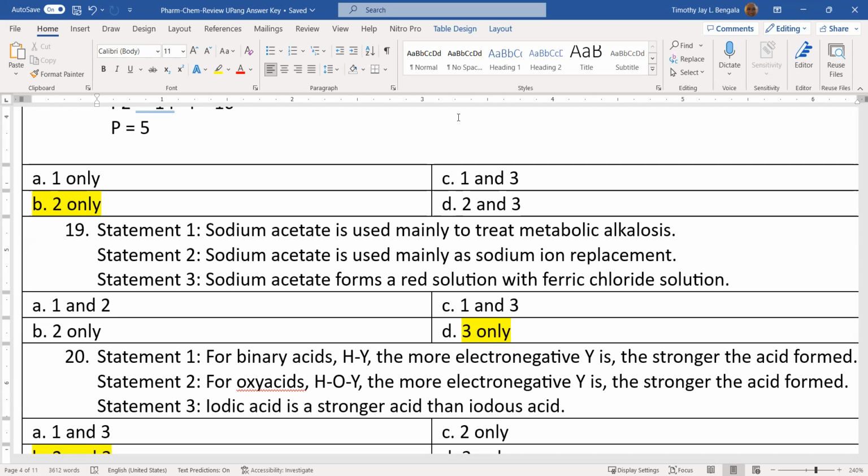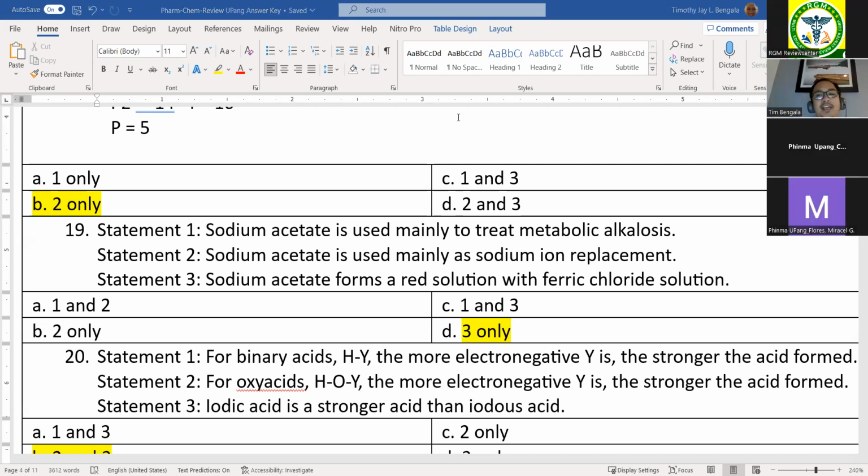So statement number 2 is correct. And then, ayan, so kapit tayo. And then lastly, for statement number 3, so ito yung diniscuss natin, sodium acetate and ferric chloride will form a red color. So ito yung complex ng ferric acetate. So this is red, but that red complex can be easily destroyed by acids.